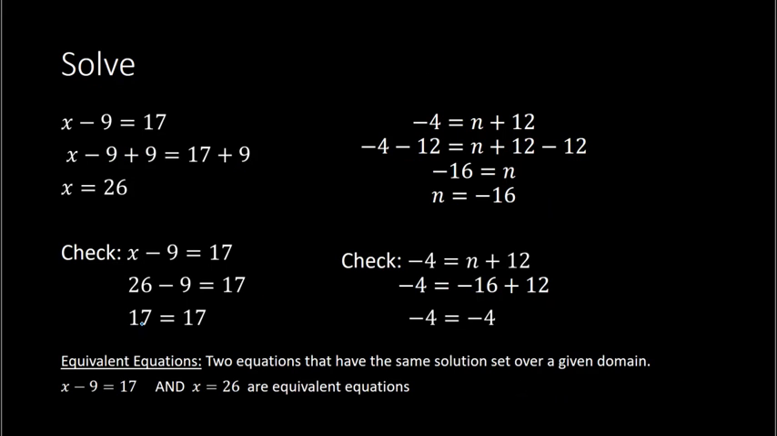And a side note here, there's a term to know, and the term is equivalent equations. All this means is that we have two equations that have the same solution set over a given domain. So for example, x minus 9 equals 17. That is an equivalent equation with x equals 26. So in that first problem here, x minus 7 equals 19. That is the same or equivalent equation as x equals 26. So just a term to be aware of as we progress in our study of algebra.